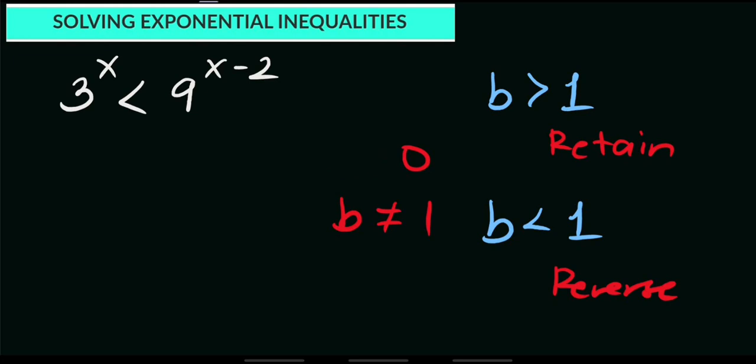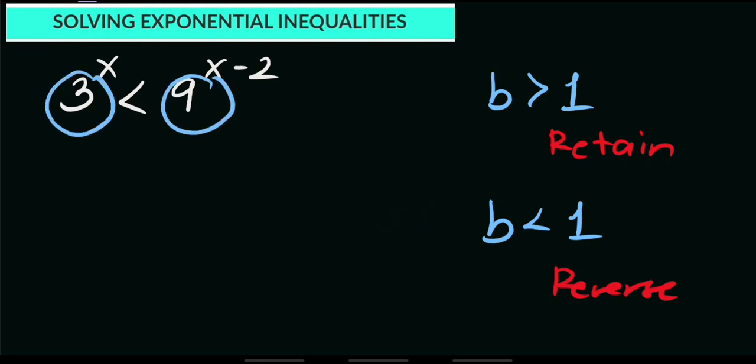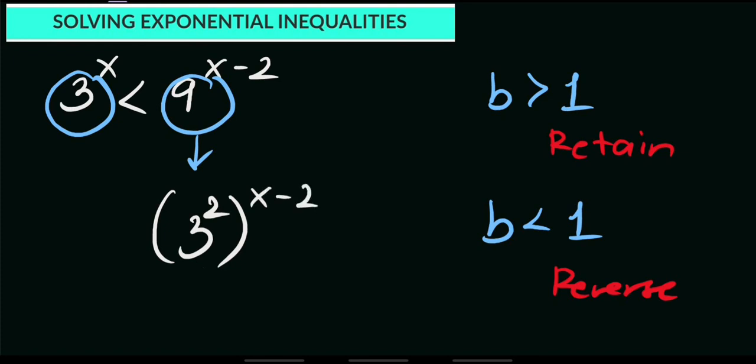So sa problem natin, we have this 3 raised to x, that is less than 9 raised to x minus 2. Same procedure, magpe-pretend tayo na equation lang to. Therefore, kailangan mong i-rewrite to sa expression na may common base. Pwede nating i-modify yung 9. The base natin dito is 3, and 9 is equal to 3 squared. Therefore, ito yung magiging bagong base natin, and that is raised to x minus 2.